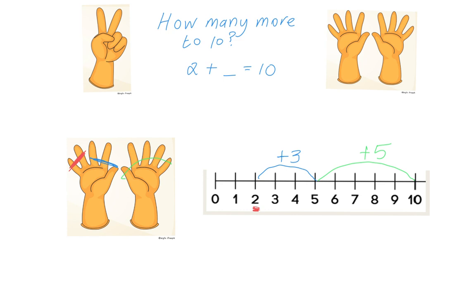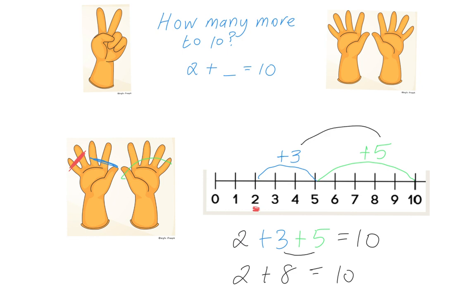So let's put this together into a number sentence. So we've got 2 plus 3 plus 5 equals 10. Or we can condense this a little bit more and say 2 plus 8 equals 10. And there's our 8 there, and there's our 8 here.